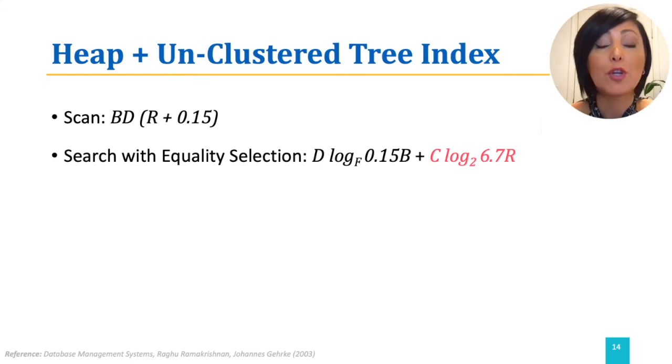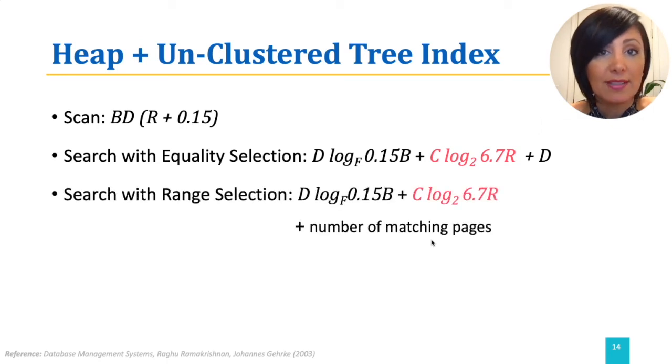Finally, there is a need for a page read from the data file for getting the data record, which adds another D to the equation. Multiple qualifying search results are not guaranteed to be on the same page. Therefore, if more than one match is available, each would need another IO. For search with range selection, the first page is found similar to equality search, and then one IO needs to be performed for each of the records matching within the range.